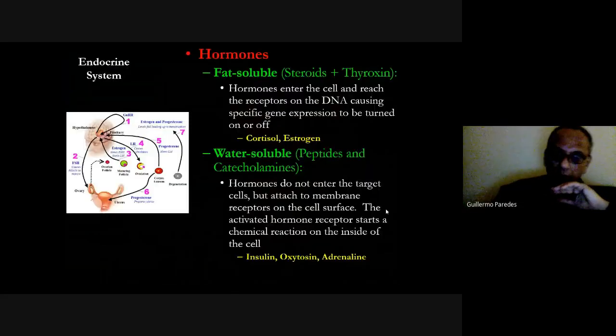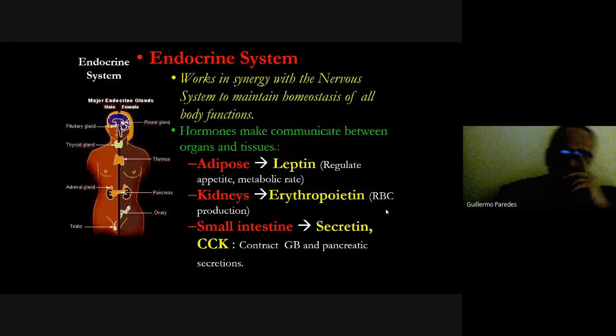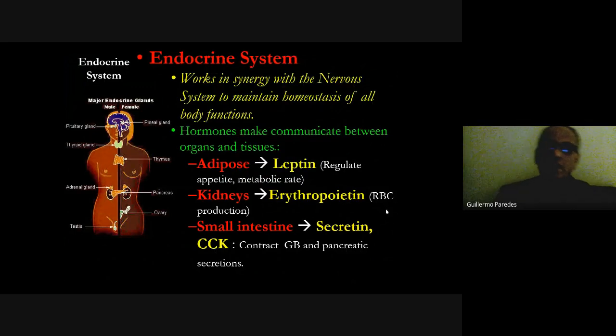Okay, so let's talk about the endocrine system. It works in synergy with the nervous system. This is very important, guys. Why? Because the endocrine system is going to work together with the central nervous system. In the central nervous system, you better start getting familiar with the diencephalon, which contains the hypothalamus.